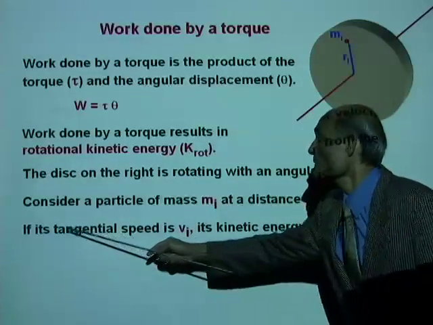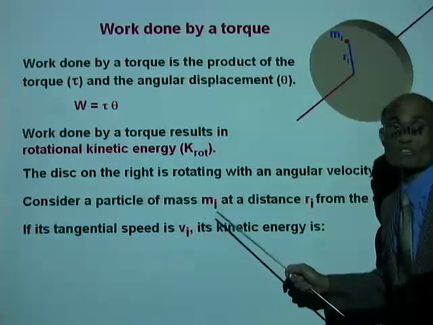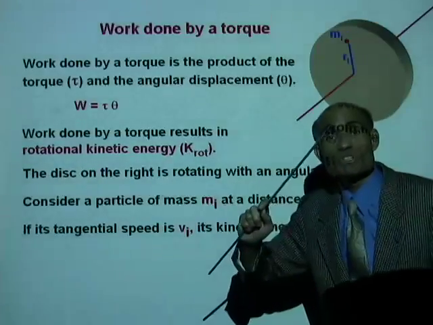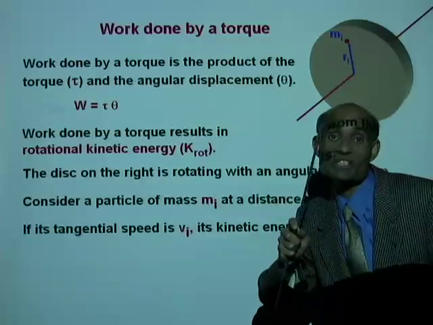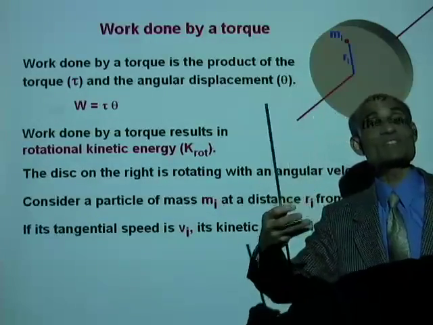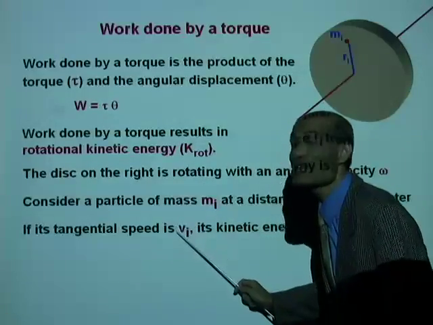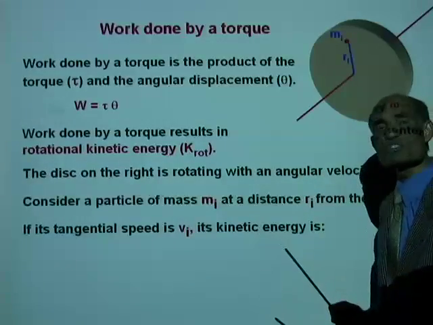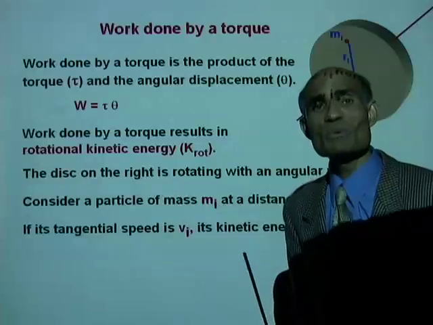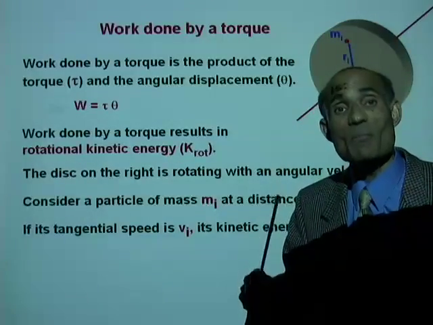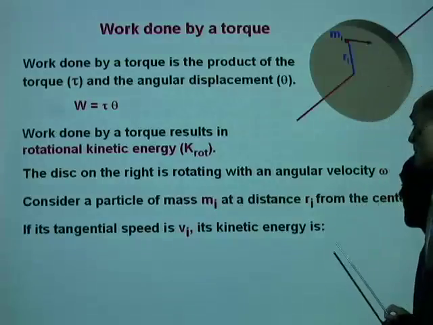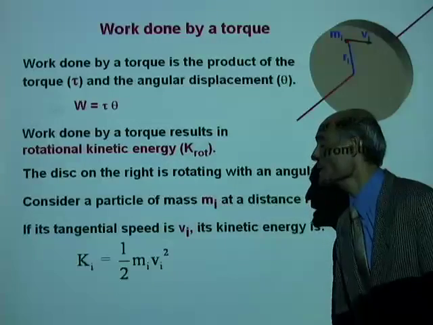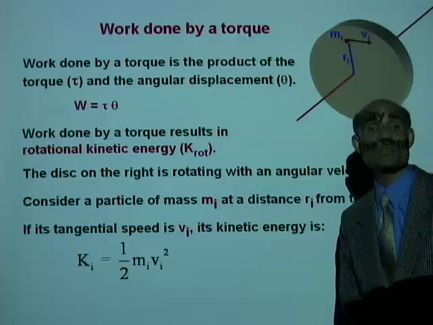Therefore, now if its tangential velocity is vi, if this particle has, of course, any object that goes around a circle has a tangential velocity. We call it the linear speed. If vi is its linear speed or the tangential speed, then its kinetic energy will be what? What will be its kinetic energy? 1/2 mi vi squared. So its kinetic energy will be Ki equal to 1/2 mi vi squared.